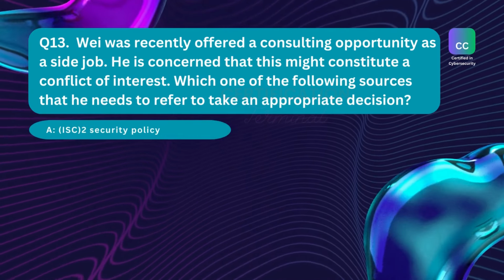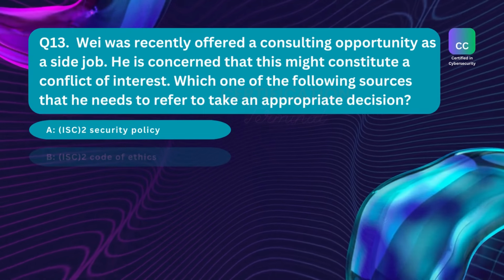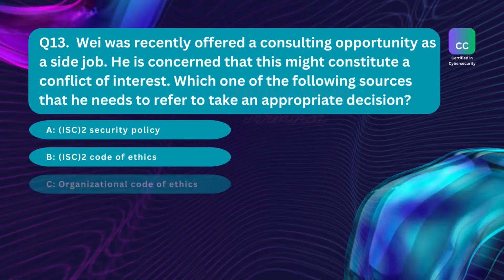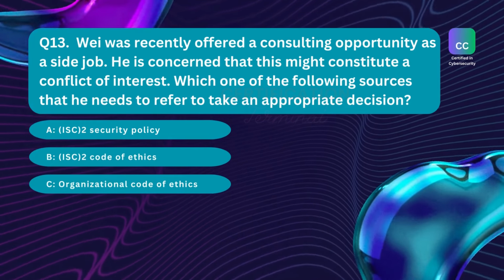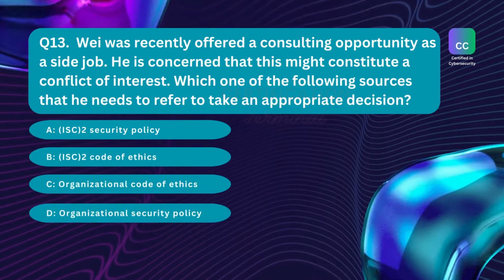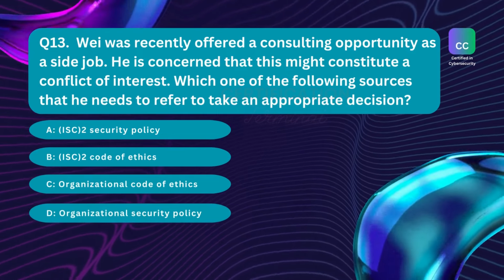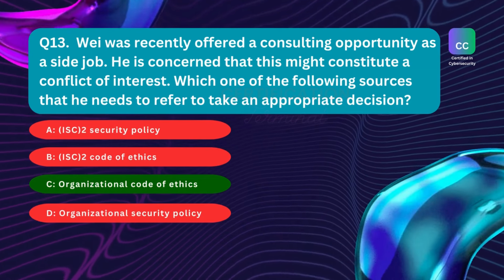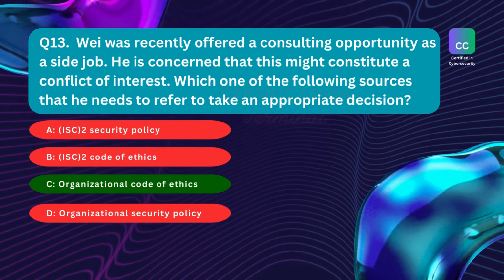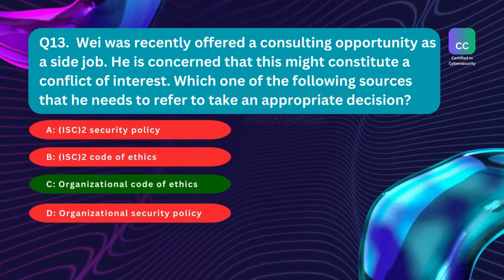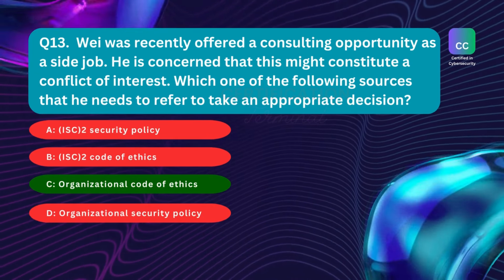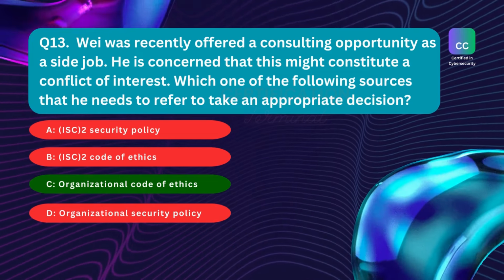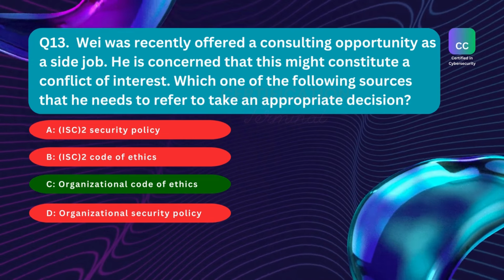Option A, ISC² Security Policy. Option B, ISC² Code of Ethics. Option C, Organizational Code of Ethics. Option D, Organizational Security Policy. The correct answer is option C, Organizational Code of Ethics. The situation Wei finds himself in is an ethical dilemma, and a code of ethics would be the best place to look for guidance. This situation is specific to his employer, so he should turn to his organization's code of ethics.